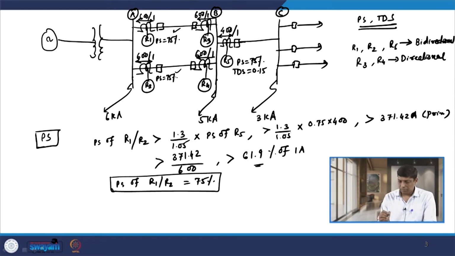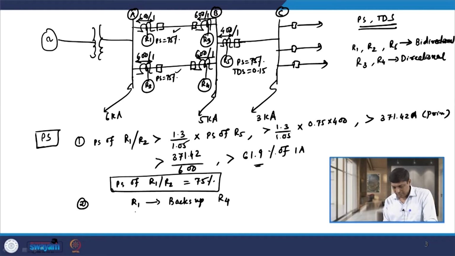Now, let us calculate the plug setting of R3 and R4. As I told you, R3 and R4 are both directional relays, and when we discussed the parallel feeder, I told you that R1 backs up relay R4. So, R1 will provide backup for relay R4, and similarly R2 will provide backup to relay R3. So, obviously the time of operation of R1 and R2 is higher than that of relays R3 and R4, or in another way, the time of operation of R3 and R4 is lower than the time of operation of R1 and R2.